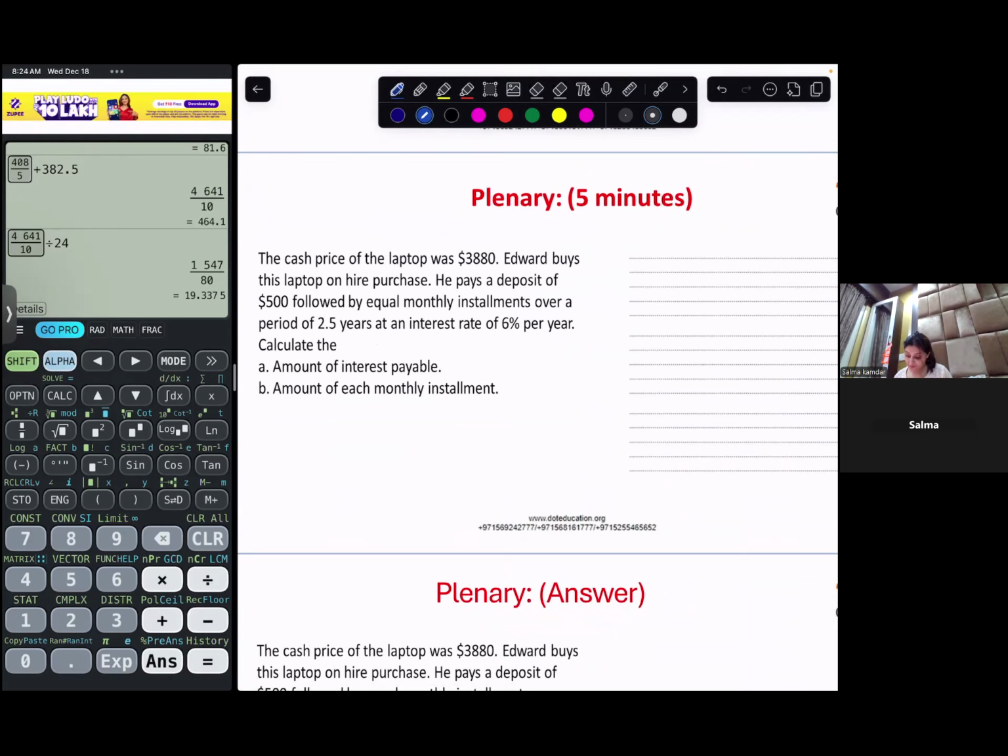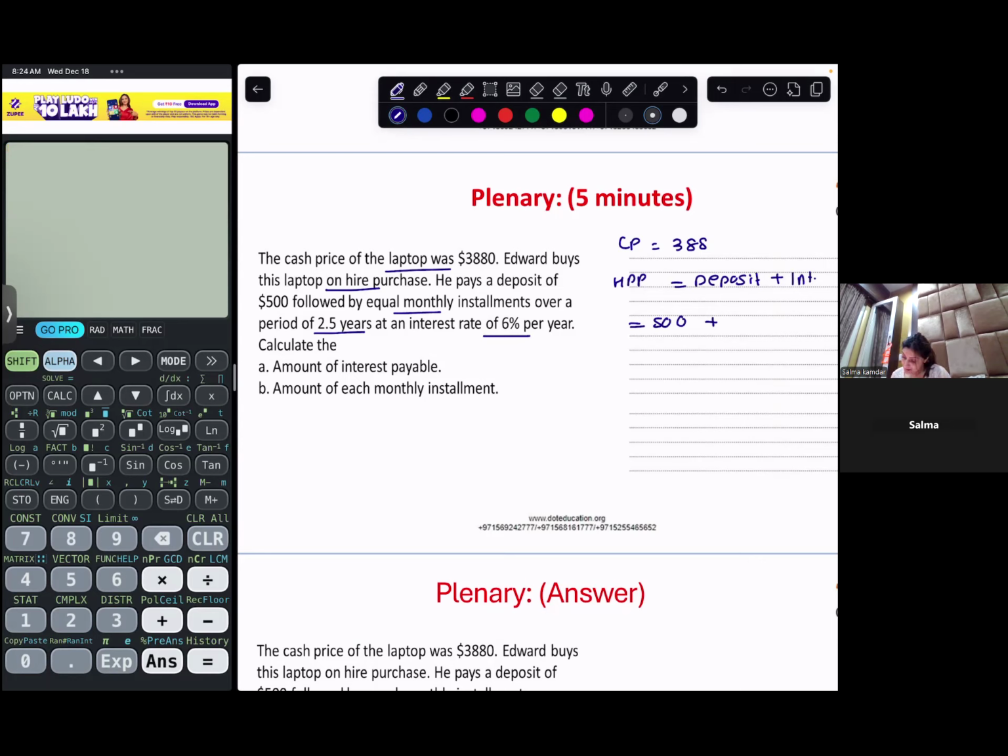So our last question for today, we would complete the entire topic of hire purchase. Cash price of the laptop was 3880. Edward buys the laptop on hire purchase. Hire purchase price would be your deposit plus your interest, your down payment plus interest. He pays a deposit of 500, followed by equal monthly installments over 2.5 years at an interest of 6% per annum.